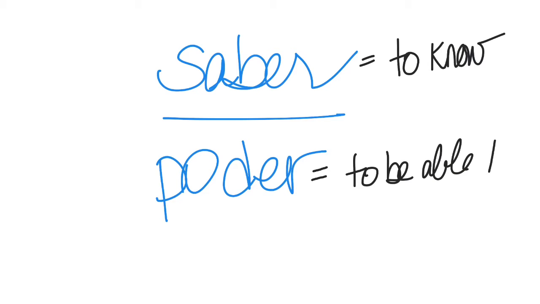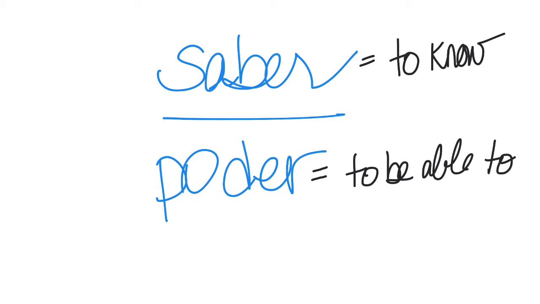So sometimes this is a little different and these get mixed up, because I might know how to do something, like I might know how to drive, but I'm not able to drive because I don't have a car or I don't have a driver's license. So there is a little bit of a difference between them, but we're going to work with these in the context of talking about occupations and what you need to know how to do in order to do that occupation.